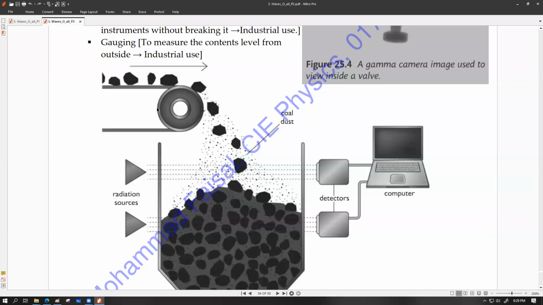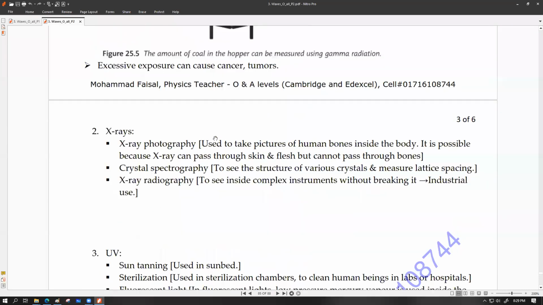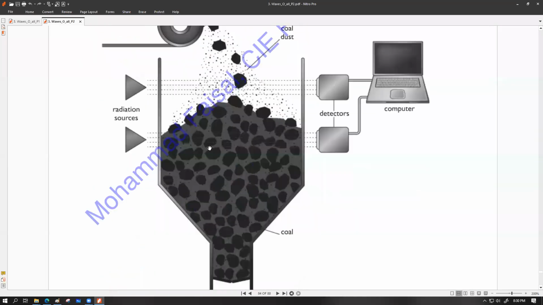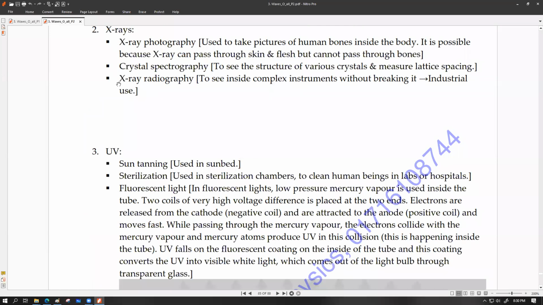Anything else? No. Okay. Anything from number 2 or number 3?